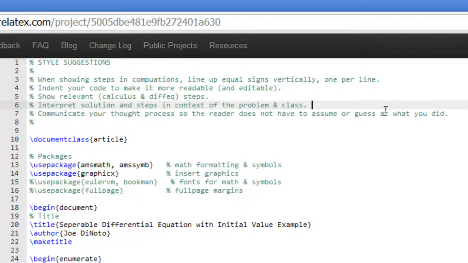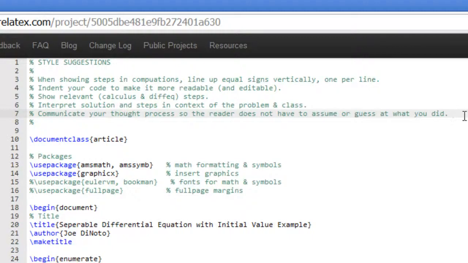And then lastly, and more generally, you want to communicate your thought process so the reader does not have to assume or guess at what you did. So at every step, a reader who is in the same place as you in the class should be able to read your document and say, oh yeah, I see what you did there, I see what you did there, and I see what you did there, and I understand the steps.